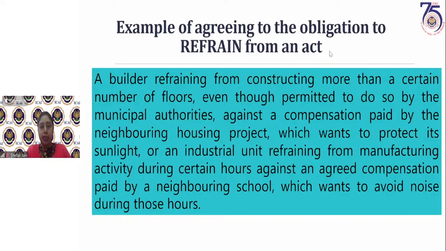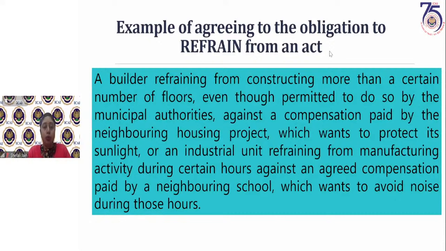Now, we'll take an example of each of them: refraining, tolerating, and then doing an act. A refraining example can be a builder who has constructed a certain number of floors. Suppose a builder has initially planned to construct 50 floors in a building, but now he is only constructing 30 floors because the residential buildings or societies nearby have requested him, please don't construct after 30 floors because this will hinder our sunlight or our basic amenities. So he has agreed that yes, he will not be constructing after 30 floors. Or maybe municipal authorities have requested him not to construct beyond 30 floors, though he is allowed to.